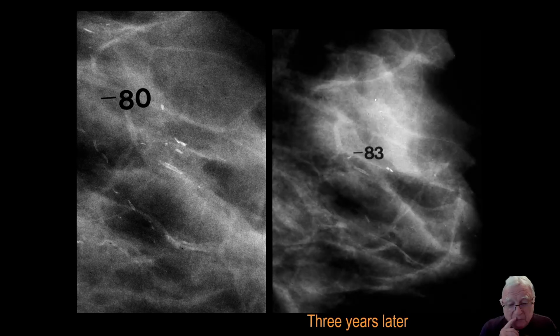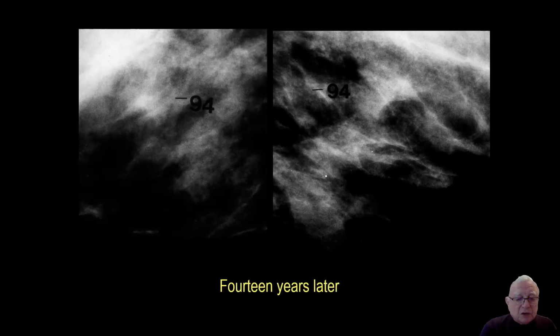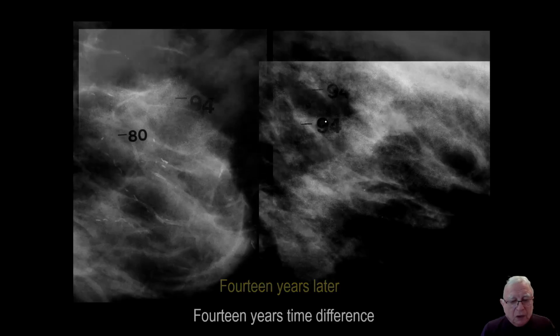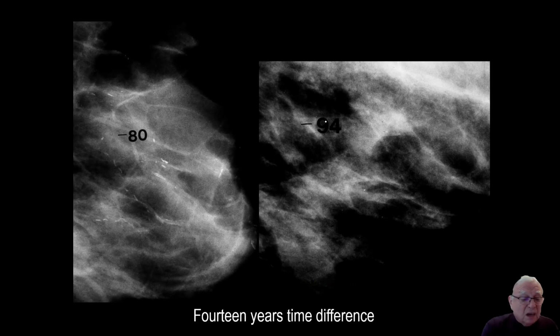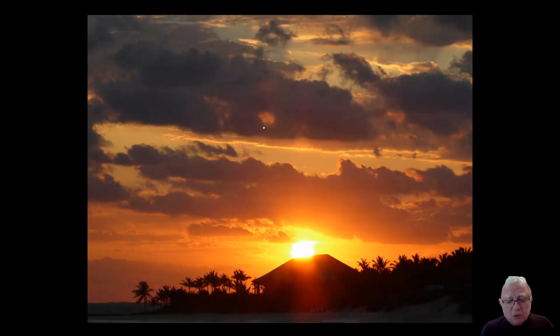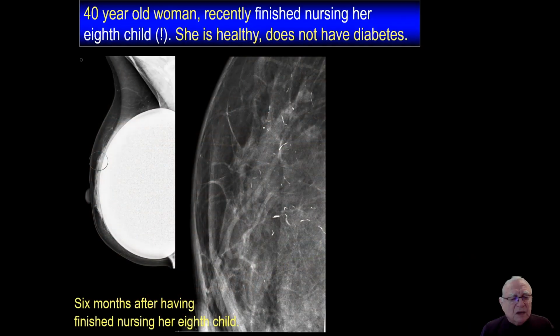3 years later, we had a mammogram on her. And then I was nearly shocked. The calcifications keep disappearing. And she's a recurring patient. 14 years later, all gone. Look at this. 1980 she had it. 1994 she didn't have it. And of course we have many similar cases. So let me show you more of these types of cases.